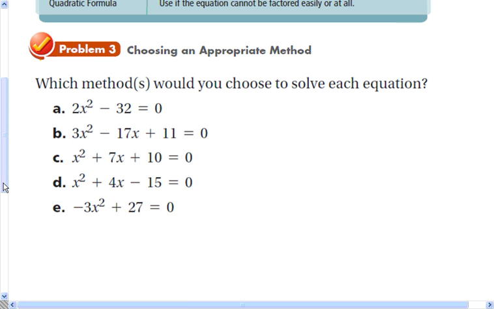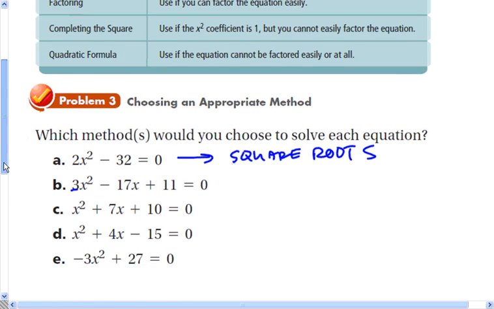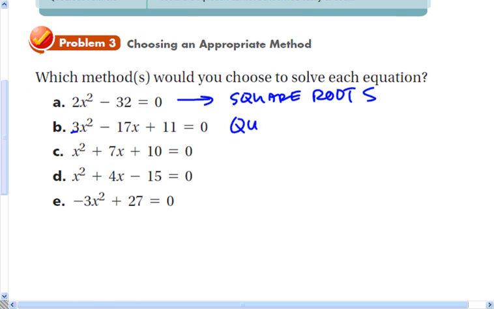In this one, there is no x term, so we would use square roots. In the second one, notice that this coefficient is 3. That makes it hard to factor, and the easiest, quickest way to solve that is either the quadratic formula or your graphing calculator. And we'll spend some time learning how to do that.